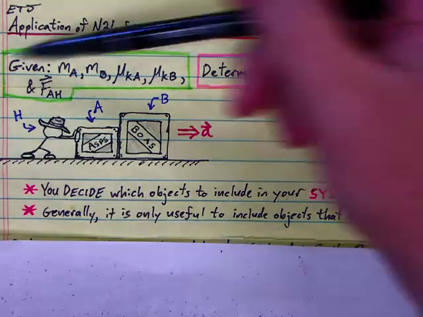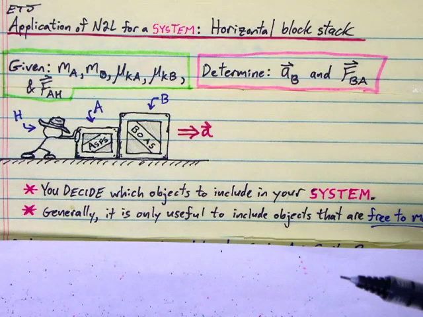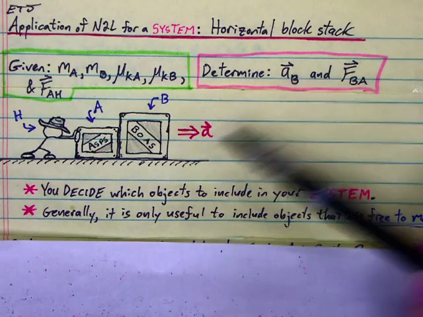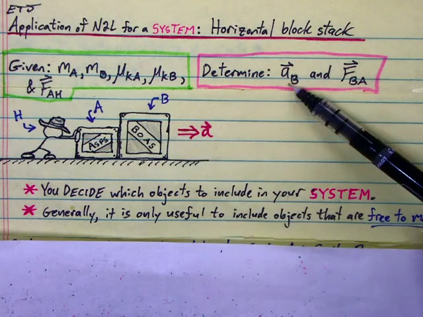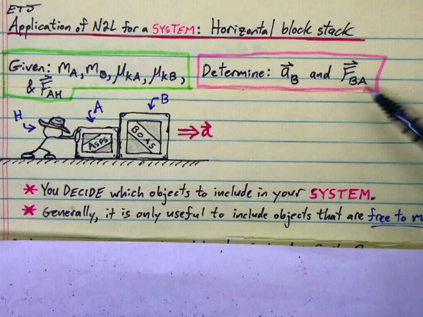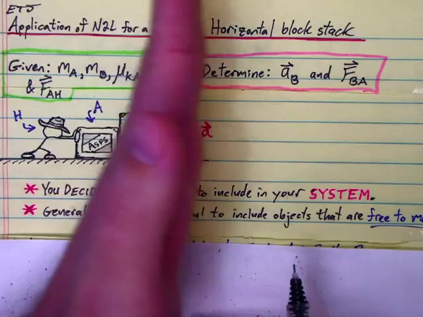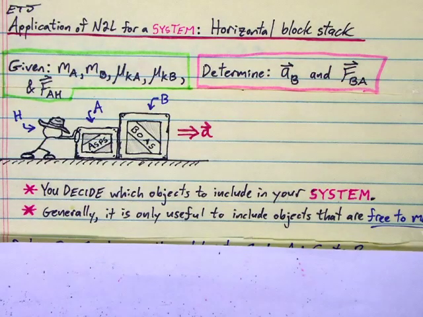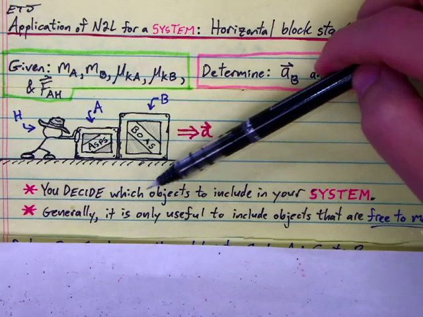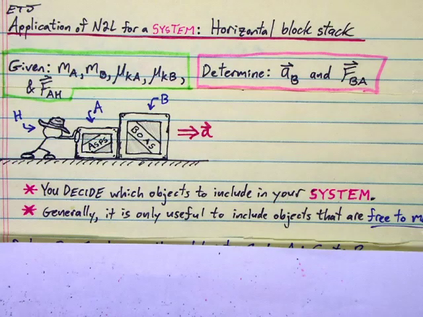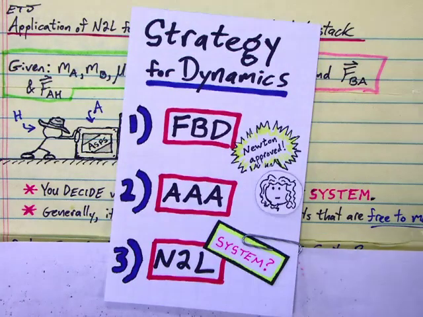So if we're given that information, we are asked to determine the following: the acceleration of crate B across the floor, and also the force on B due to A. How hard is this crate A pushing on crate B? We're going to decide along the way which objects to include in our system, but our general problem-solving strategy for this dynamics problem remains mostly unchanged.